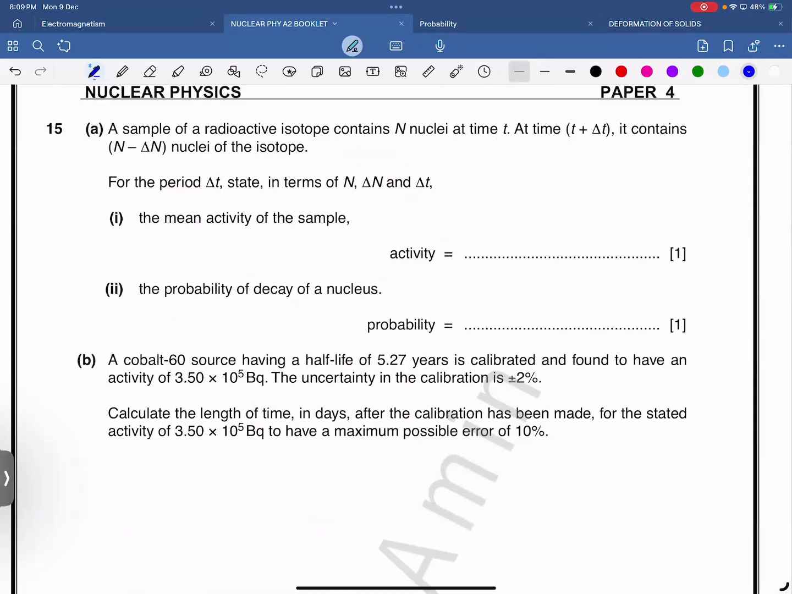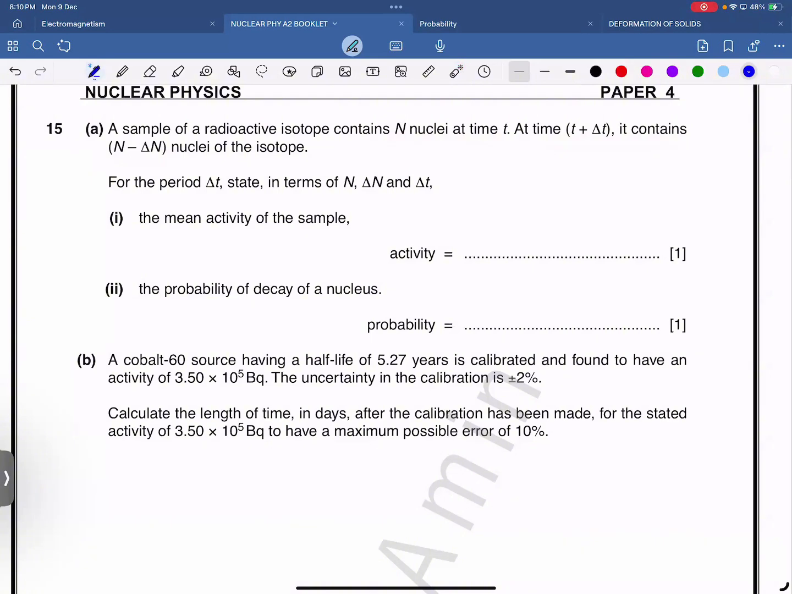Activity question, my dear students, please open. A sample of radioactive isotope contains N nuclei at time t. And when delta t time passes, there are N minus delta N. Delta N means that number has gone, emitted, decayed. So the remaining is N minus delta N.